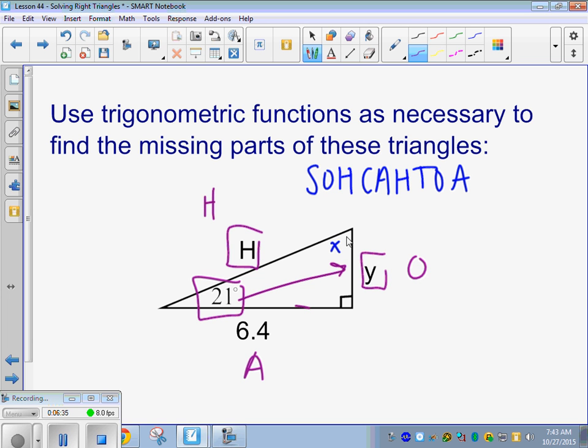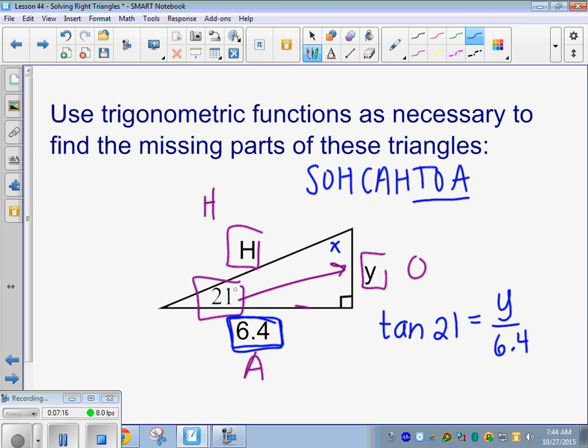Okay, and I want to find, let's start with finding y. So if I want to find y, first of all, we cannot use h like we did last time because it's a variable. So we have to use the 6.4 down here that we know. Always have to use one side that we know. So Landry, which trig function should we use to find y? Yes, the O and the A, TOA, is the tangent. All right, so tangent of 21 degrees is equal to opposite, which is the y, over adjacent, which is 6.4.